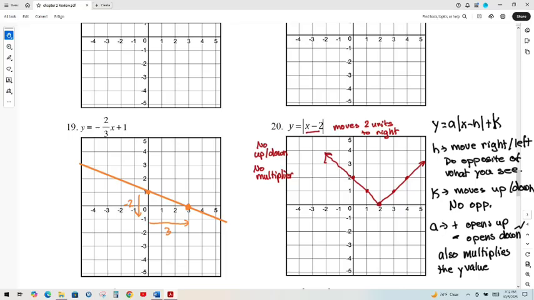Over 1, up 1, over 2, up 2, over 3, up 3, and we know symmetry is going to remain the same. Now, if there is a multiplier, then we would change the upward movement. So if I went over 1, I would go up 1 times whatever the a value is. When I go over 2 units, I would do 2 times whatever that a value is. Okay, so make sure you have that down as well, and practice that on that sheet that I gave you in class the other day as well.